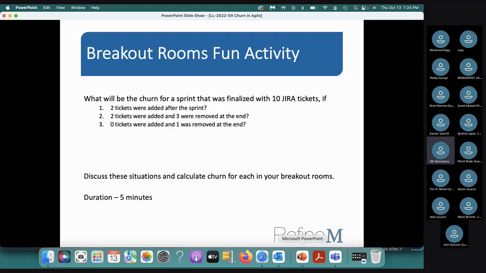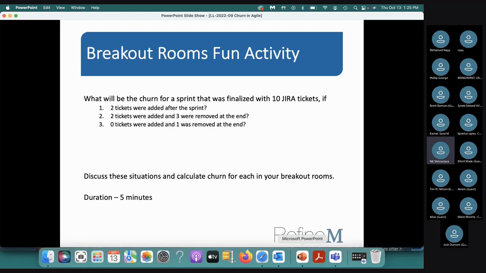Only when things are added. And when you add and remove, then it becomes more. Right? So if nothing is added, then there is no churn. So this is very important to understand. If there is nothing added, there's no churn. So if your team doesn't face that, then you don't have any churn. If you don't have any additions, then you don't have any churn.